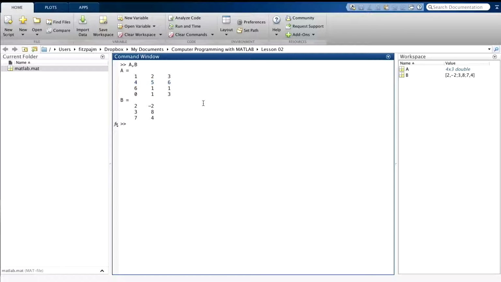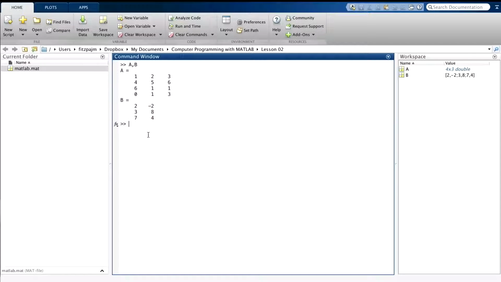Suppose also that each column of B represents the gain in dollars of 3 stocks. Column 1 gives the gains for the stocks on one day, and column 2 gives the gains on a second day. So looking at column 1, we see that on the first day, the first stock gained $2, the second stock gained $3, and the third one gained $7. Looking at column 2, we see that on the second day, the first stock lost $2, and the other 2 gained $8 and $4 respectively.